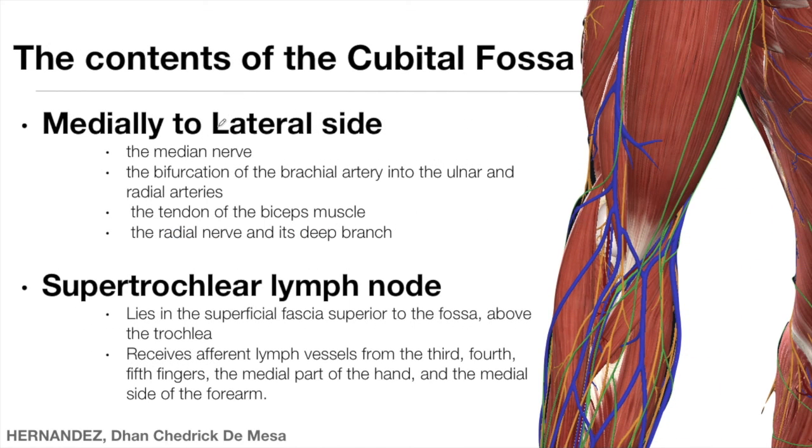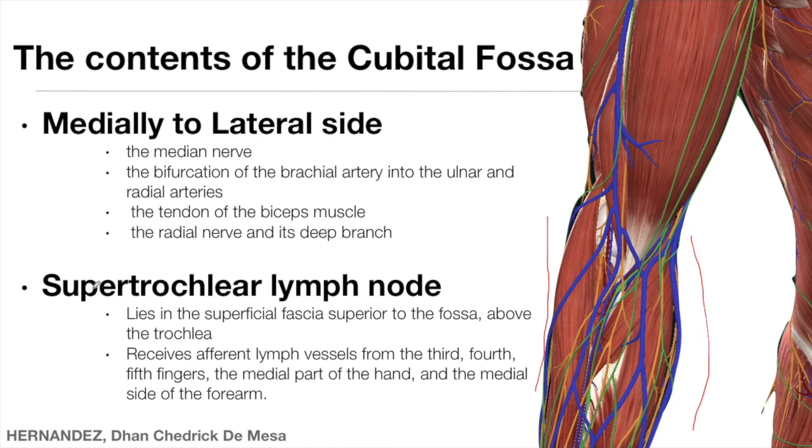Now, ito ang contents of the cubital fossa. Now, again, medially, this is the portion for the medial side, and this is the lateral side. Medially to lateral side, it has the median nerve, as well as the bifurcation of the brachial artery into the ulnar and radial arteries, the tendons of the biceps muscles, and the radial nerve and its deep branches. So, I won't show it much to you kasi on the next part here, I would be showing you again the virtual simulation of those structures.